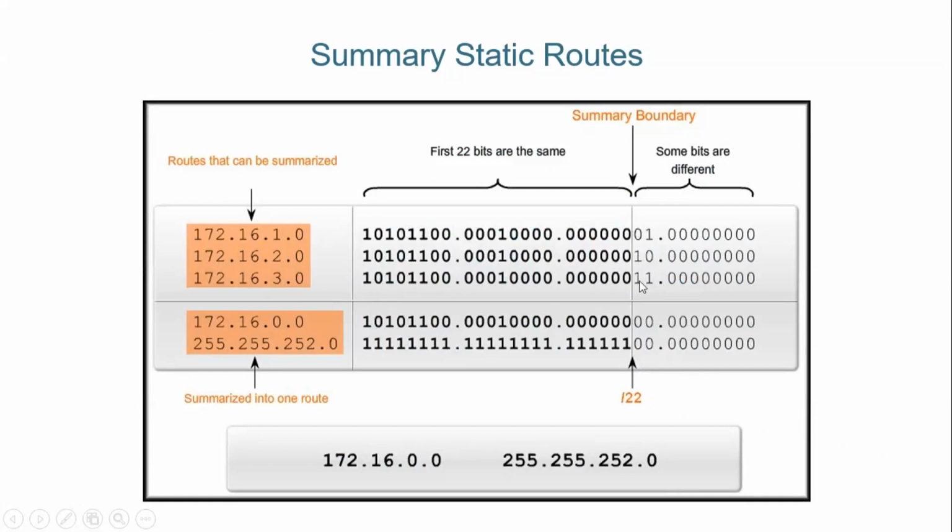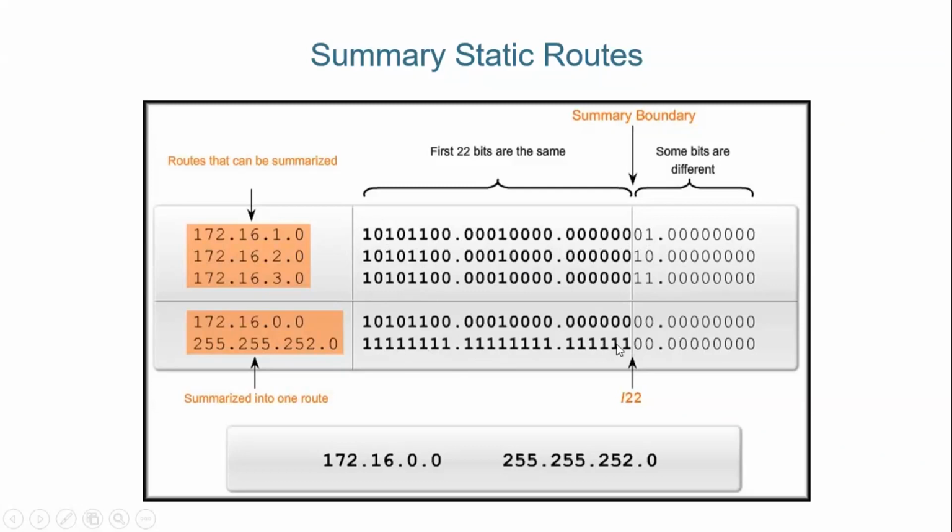Here it doesn't match. So 0, 1, 1. So you have to draw a border between that. So all of this bit over here, which are the same, will be repeated for the summary route. And then for the subnet mask, all of these bits will be set to 1.